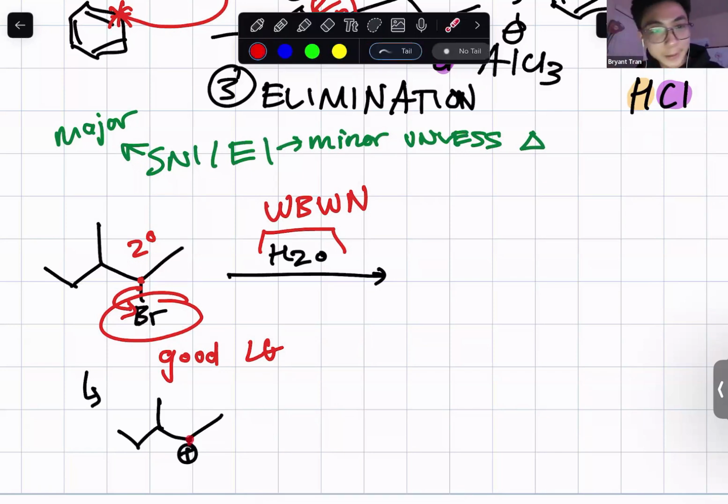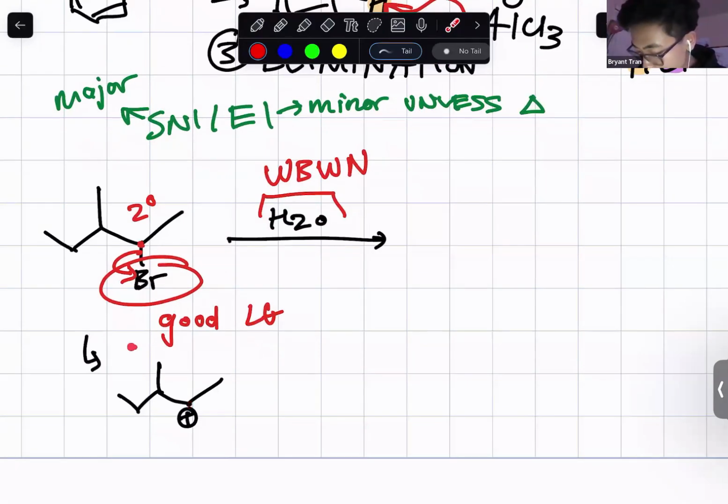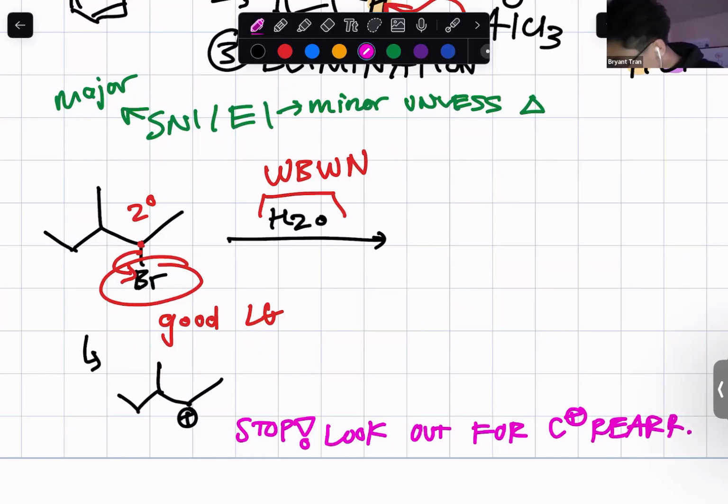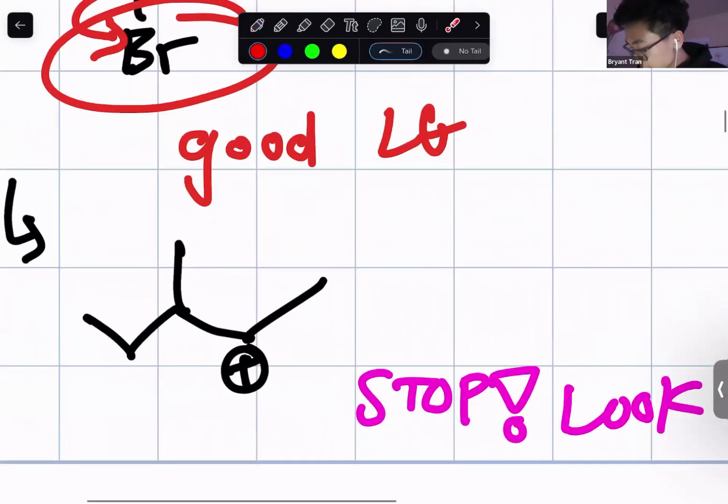This secondary carbocation right here, right? But whenever we form a carbocation intermediate, you've got to stop and look out for any rearrangements, either a hydride shift or a methyl shift. In this case, this is our secondary carbocation here. Look to the adjacent carbons nearby and see if you can move that carbocation to a more stable position or not.